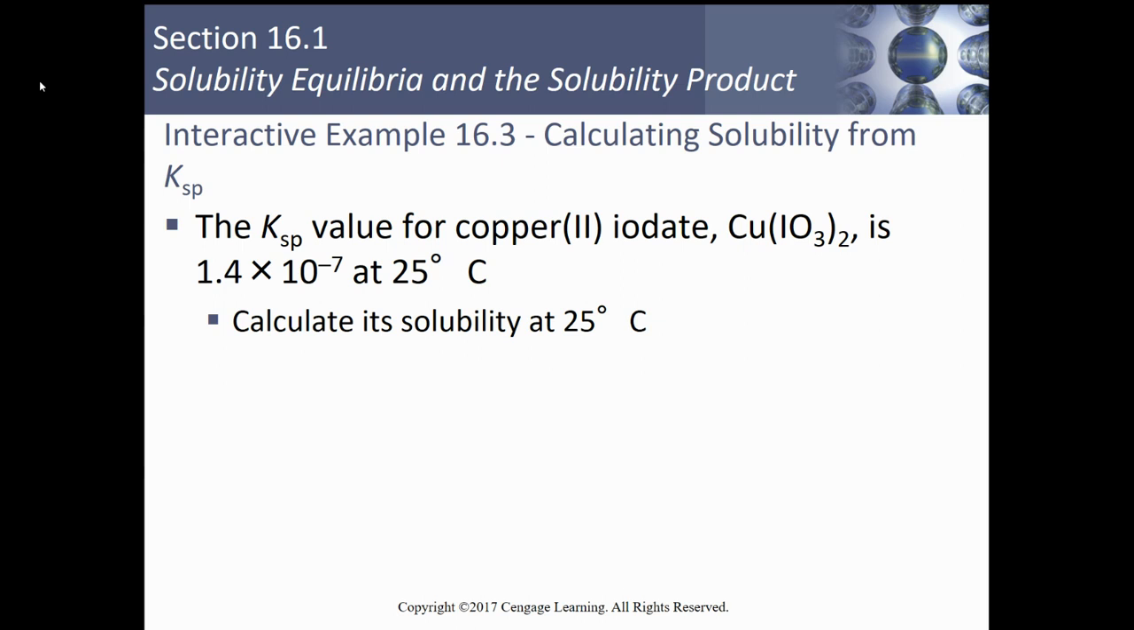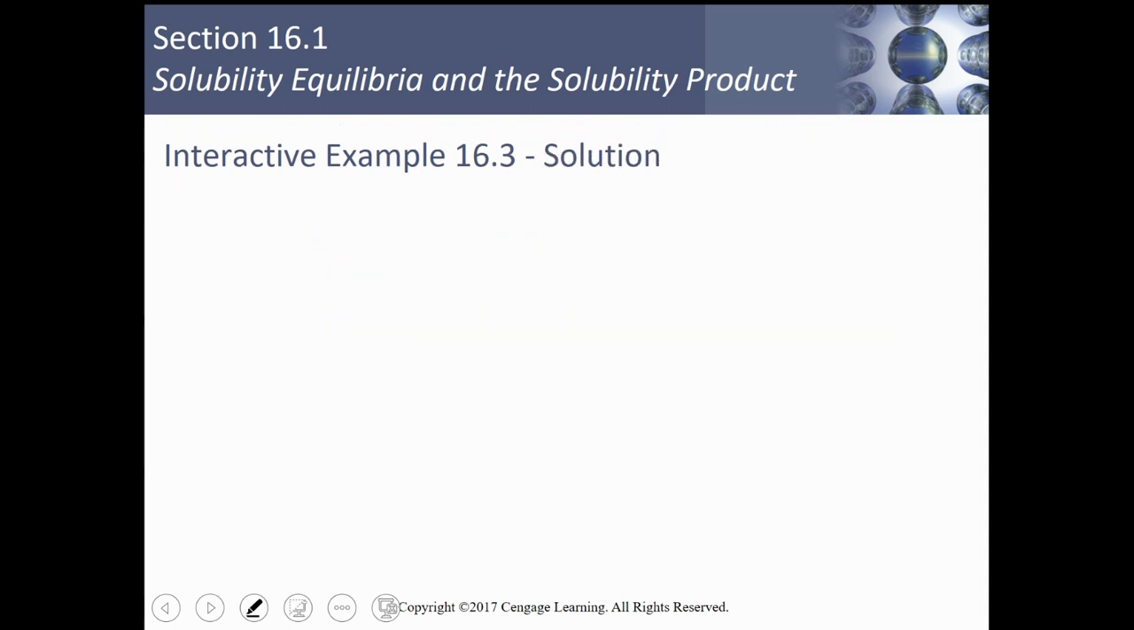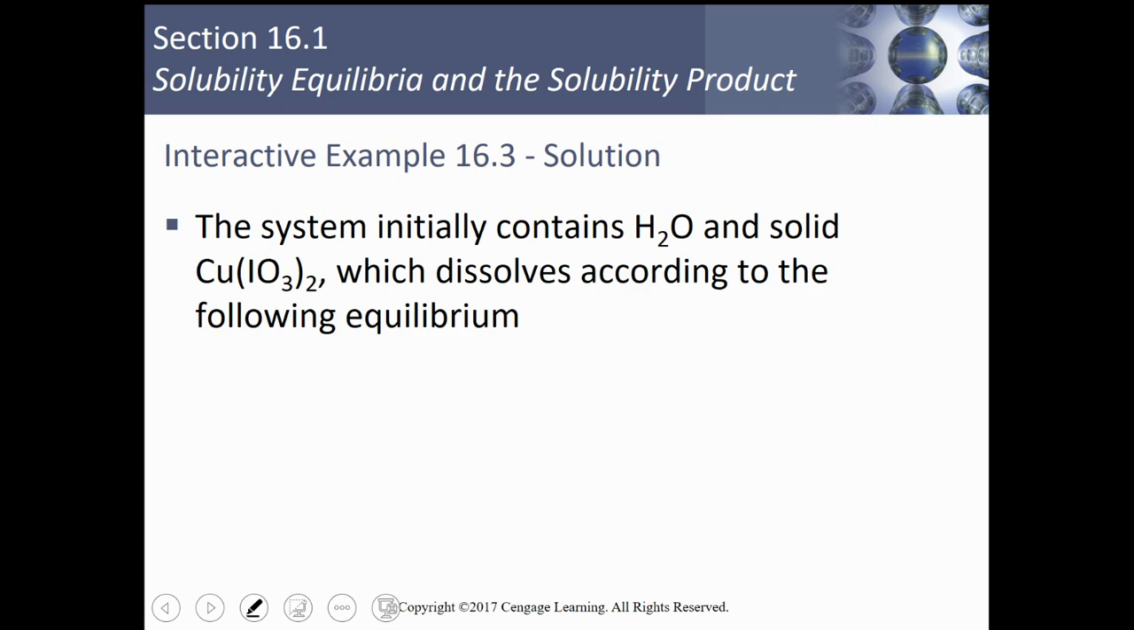Right, so in this example, we're given the Ksp value, and then they're asking for the solubility. So that's going to be moles per liter. So different kind of information. We're going to go through it kind of backwards, but similarly to the ICE table and using that X as your solubility. So initially, you just have water and solid copper iodate.